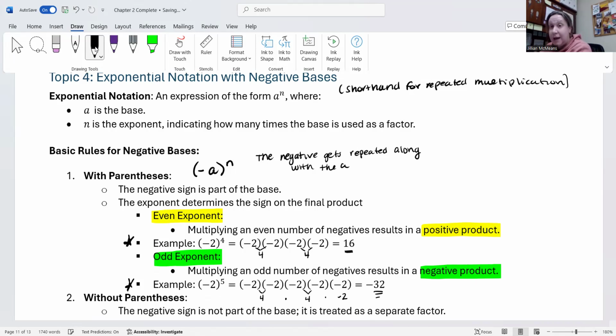the whole thing -32. So as long as your negative is inside parentheses and you have an even exponent, you're going to get a positive product. An odd exponent gives you a negative product. So that's kind of like the first case that we could come up with.